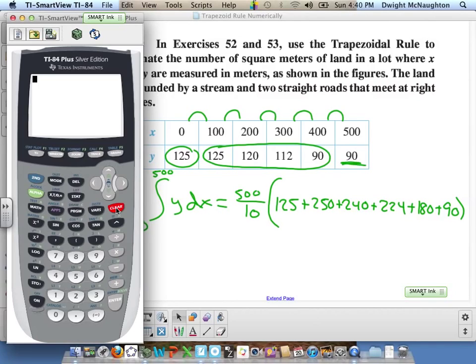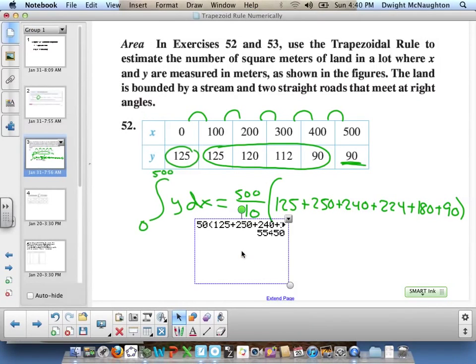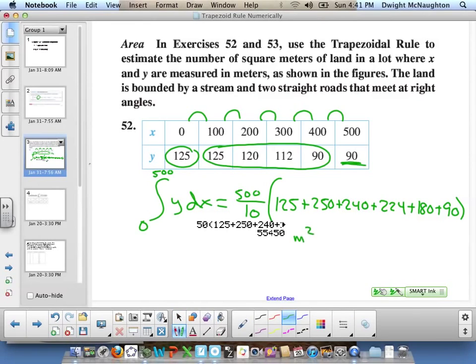All right, we'll do 50 times 125 plus 250 plus 240 plus 224, 180, and 90. There we got 55,450 square feet, or no, square meters. That's the trapezoid rule from a table. It's not any different, just the numbers are calculated for you.